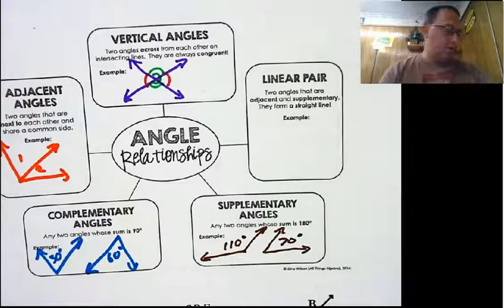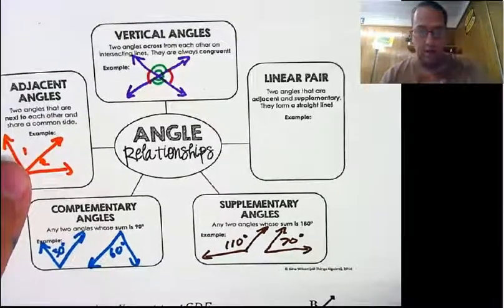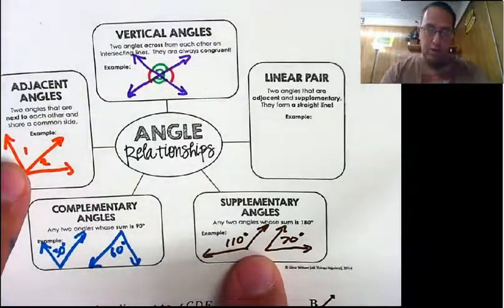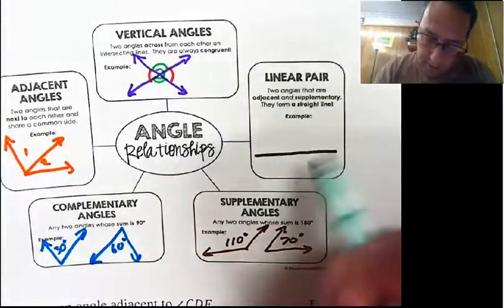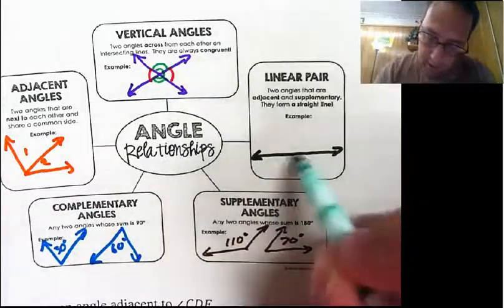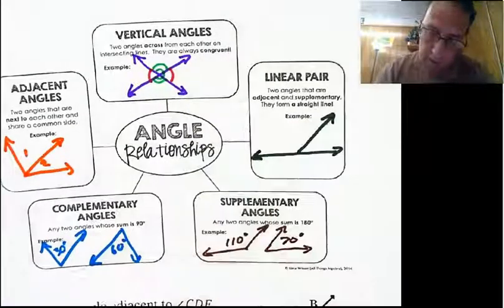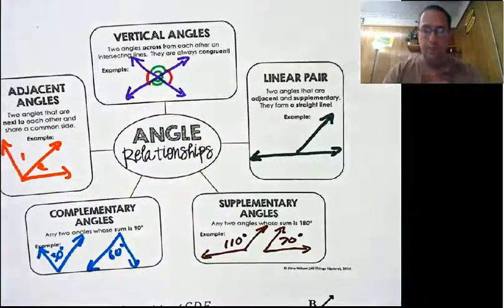Let's see, what color have I not used? Black, I guess. Two angles that are adjacent to each other, like that, and also supplementary, like this. And so the only way that can happen is like so. All right?